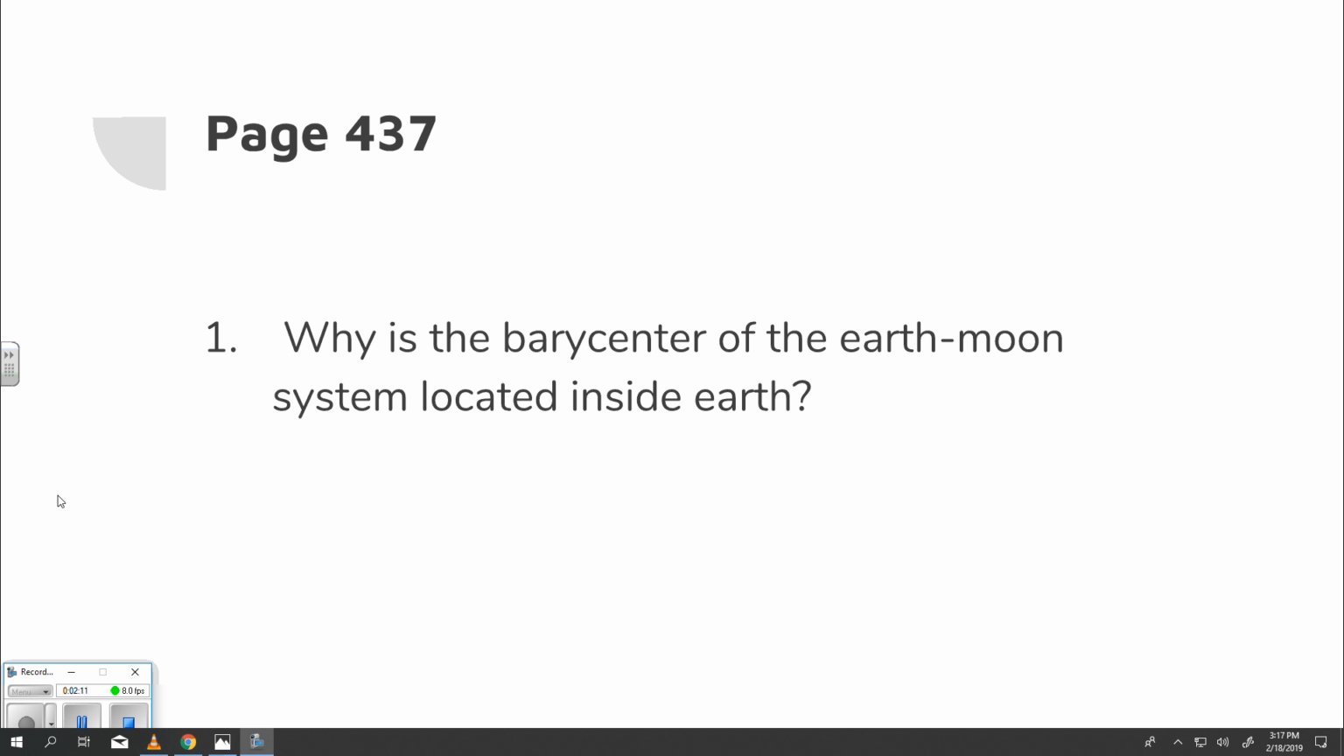Question 1, why is the barycenter of the Earth-Moon system located inside the Earth? Answer, the moon is about 1/80th of Earth's mass.